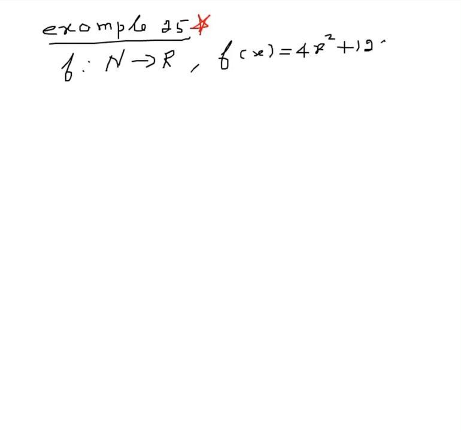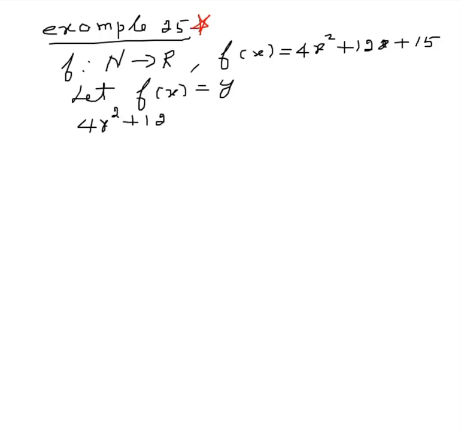Example 25, very important question. We had a similar question in exercise also. Put a star in your textbook for this question. It may be asked for 6 marks or for 4 marks also. f is a function defined from set N to R. The function f of x is given as 4x square plus 12x plus 15. Show that f from N to S, where S is the range of f, is invertible. Find inverse of f. Let us take f of x as y.